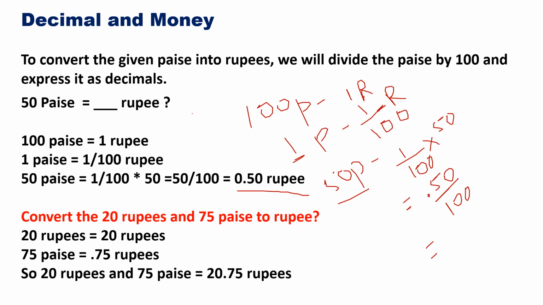Like that, suppose we have to convert 20 rupees and 70 paisa to rupees. The 20 rupees is already in rupee form. We only have to convert the 70 paisa to rupees. So 70 paisa means 70 by 100. 2 zeros are there, so before 2 digits the decimal point will come. So 20 plus 0.70 is 20.70 rupees.